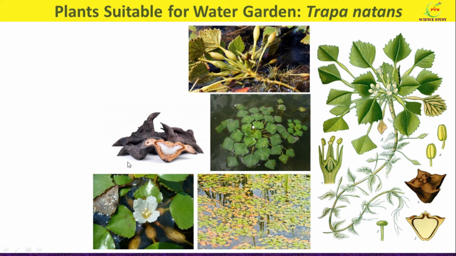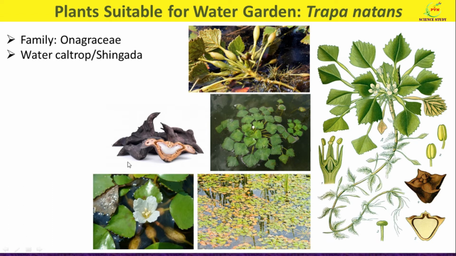Next plant is Trapa natans. It is belonging to family Onagraceae. It is commonly known as water caltrop or Singhada in Marathi. Here you can see the morphological features of Trapa natans, and these are the actual photographs of the plant. Trapa is an annual aquatic plant with a submerged stem that anchors into the mud and extends upward to the surface of the water like this. These are the roots of the plant. The roots are fine, long and profuse.